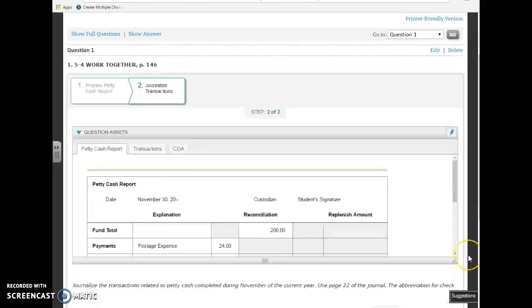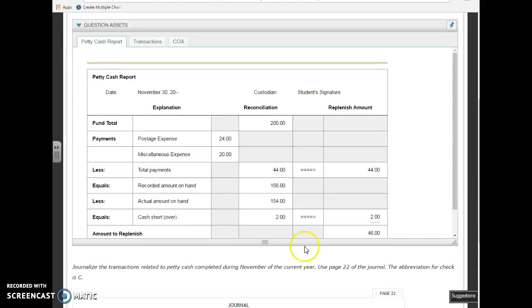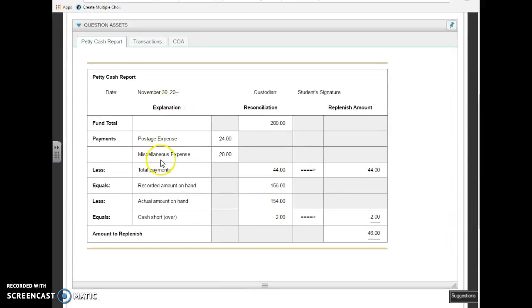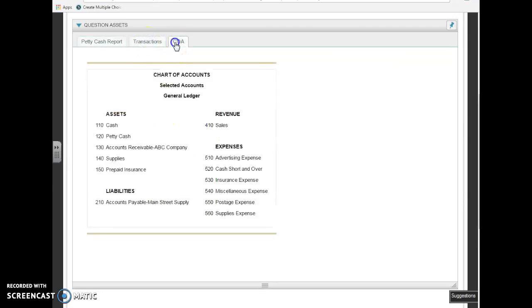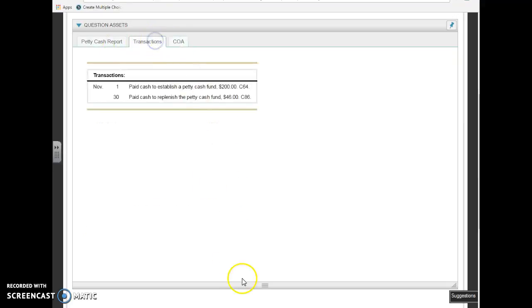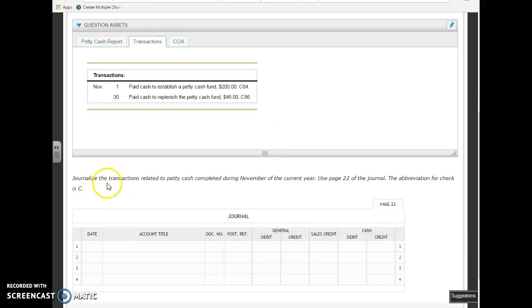On the next step, in our question assets, we're given a few items, and I'm going to make this larger for just a moment. So we're given our petty cash report, which we just prepared on the last step. We're given two transactions that they want us to journalize, and then we're given our chart of accounts. If we look at these two transactions, they want us to journalize the transactions related to the petty cash completed during November of the current year.